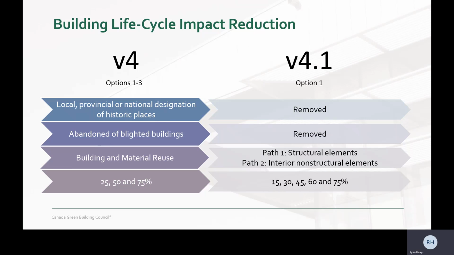There are also lower thresholds and more of them, giving projects more opportunities to earn points. Speaking of points, this credit now has exemplary performance thresholds. For option 1, projects must reuse 90% of the building. For option 2, projects must demonstrate a 40% reduction in global warming potential.